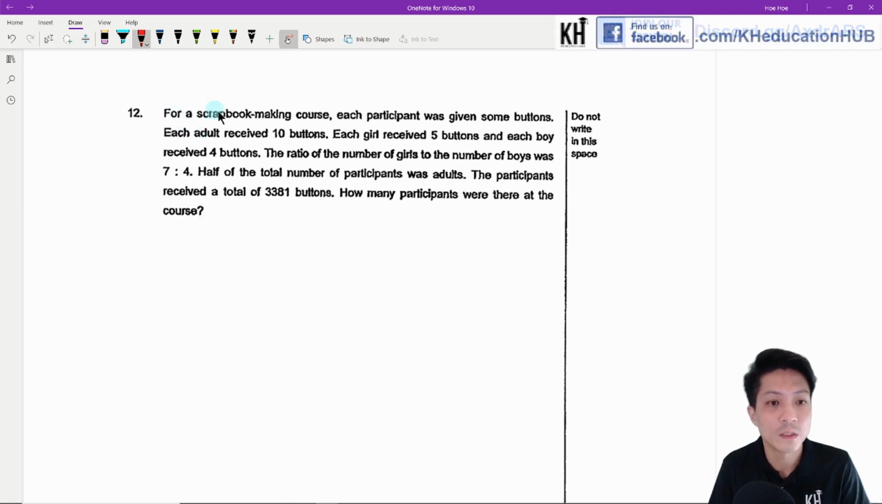Okay, question 12. For a scrapbook making course, each participant was given some buttons. Each adult received 10 buttons, each girl received 5 buttons, and each boy received 4 buttons. The ratio of the number of girls to the number of boys was 7:4. Half of the total number of participants was adults. The participants received a total of 3,381 buttons. How many participants were there at the course?